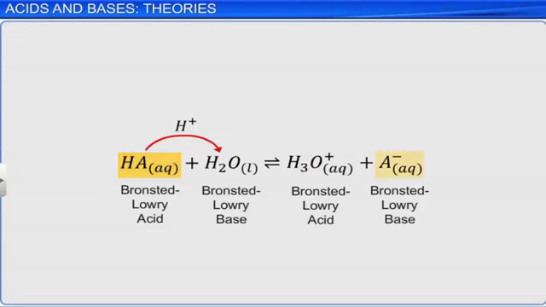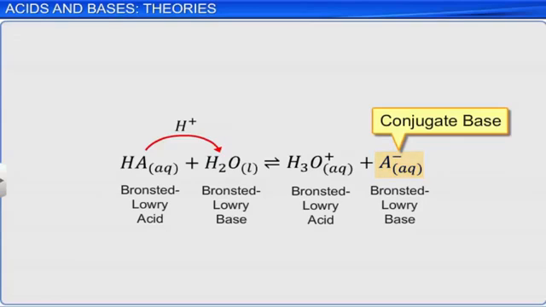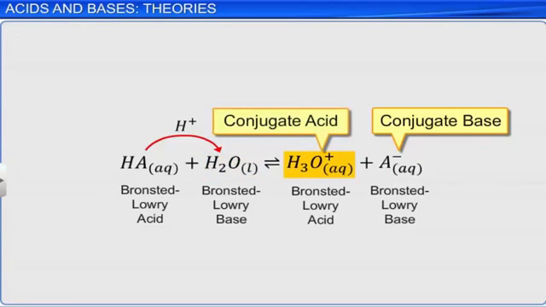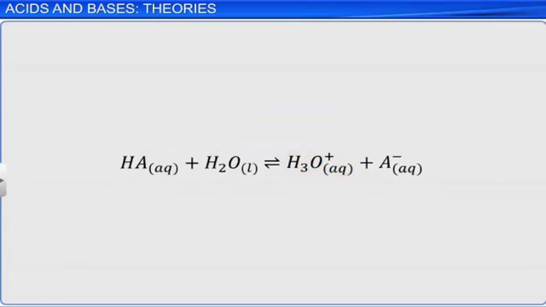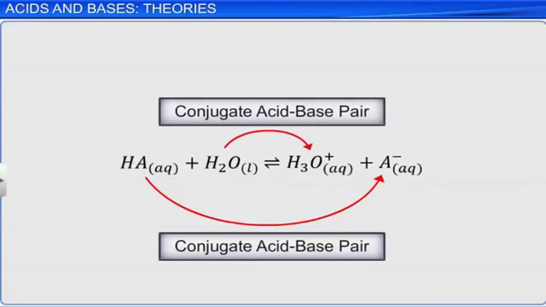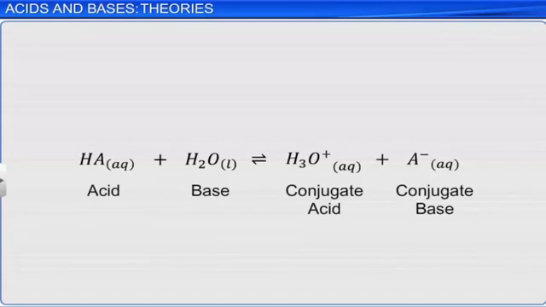The species that remains after an acid gives up its proton is called the conjugate base of that acid. Similarly, when a base accepts a proton, the resulting species is called the conjugate acid of that base. Thus, such a related pair of an acid and a base, which differ by a single proton, is called a conjugate acid-base pair. In the generic example that we saw just now, H3O+ is the conjugate acid of the base H2O, and A- is the conjugate base of the acid HA.